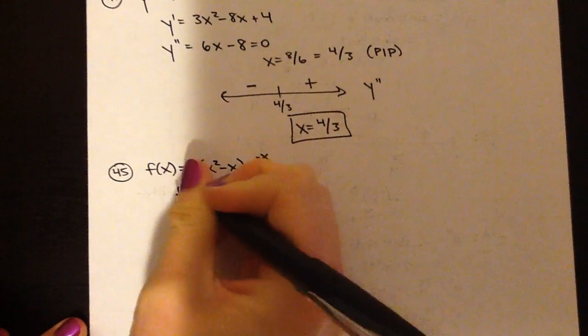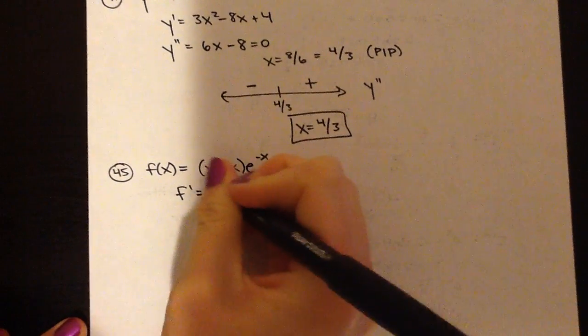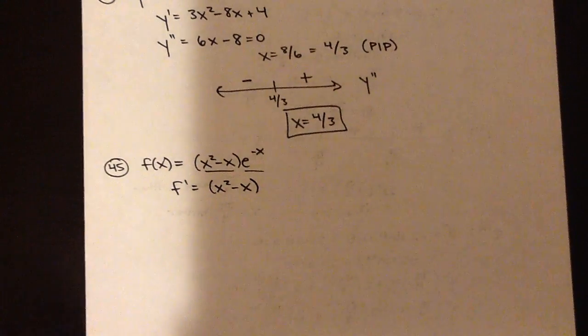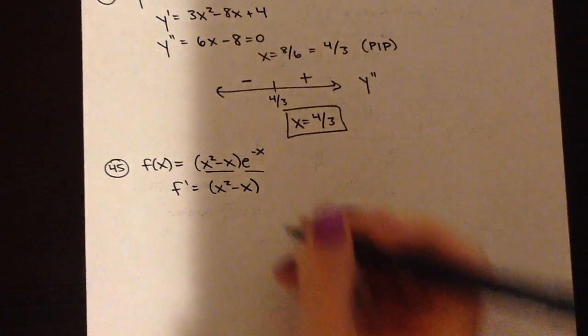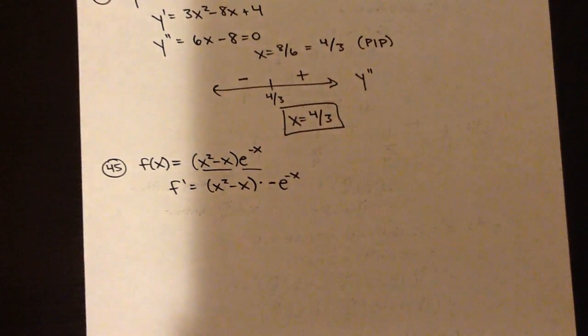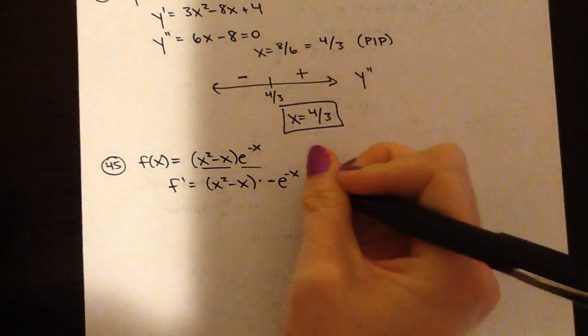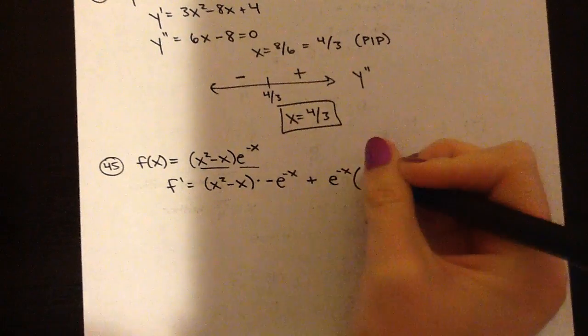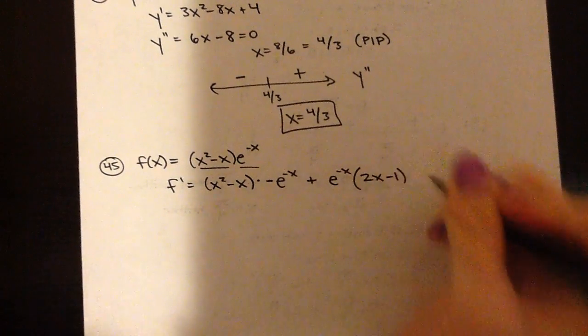So for the first derivative, I've got the first, which is x squared minus x, and then times the derivative of the second. That one requires the teeniest little chain rule, and that is going to be negative e to the negative x, because the derivative of negative x is a negative 1. And then plus the first times the derivative of the second, which is a 2x minus 1.